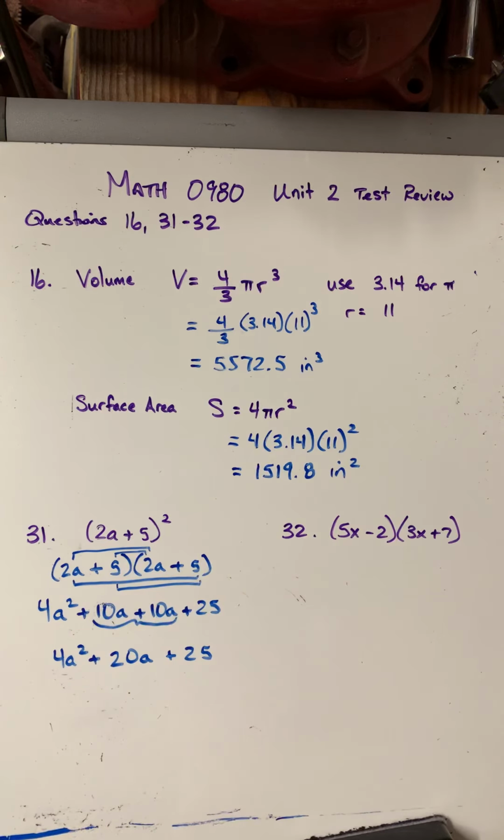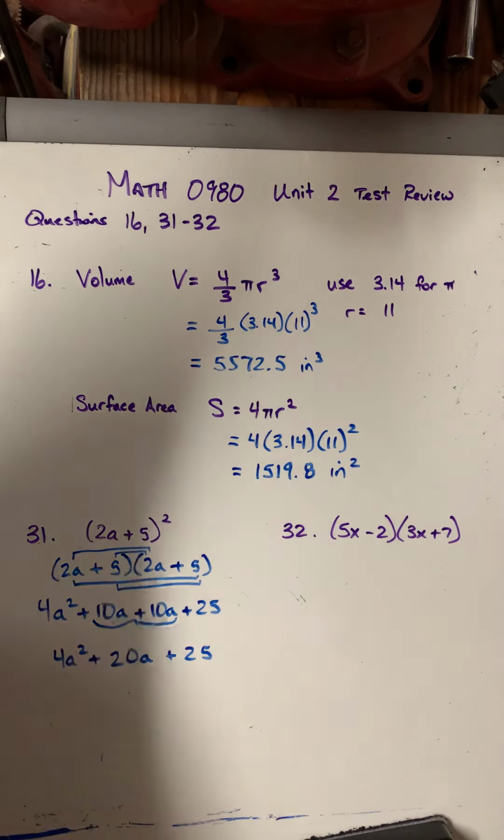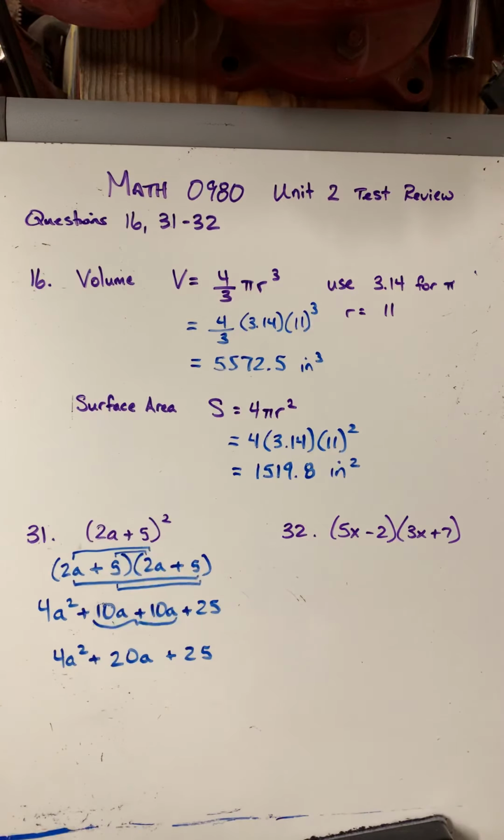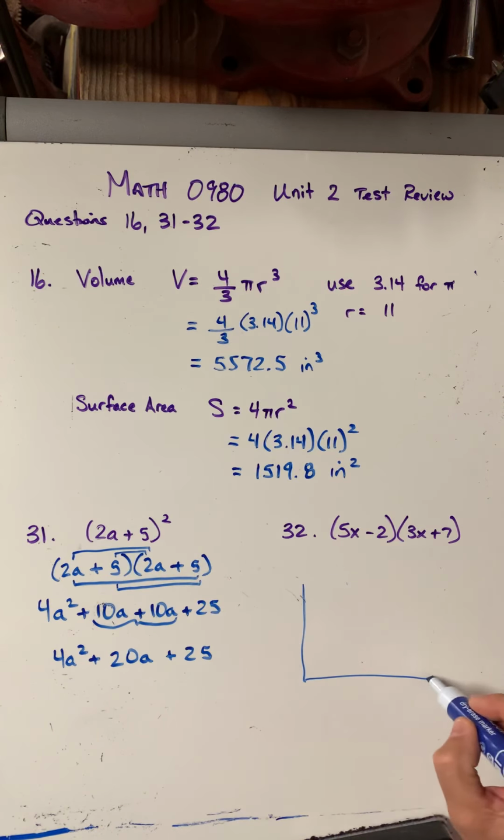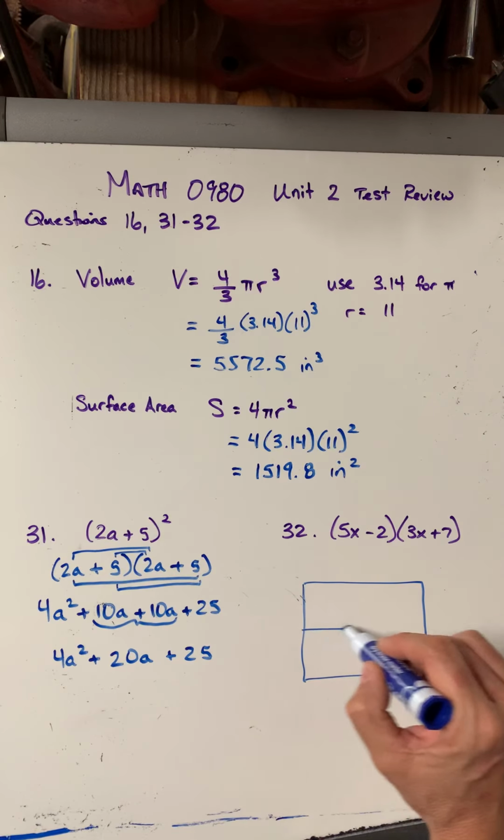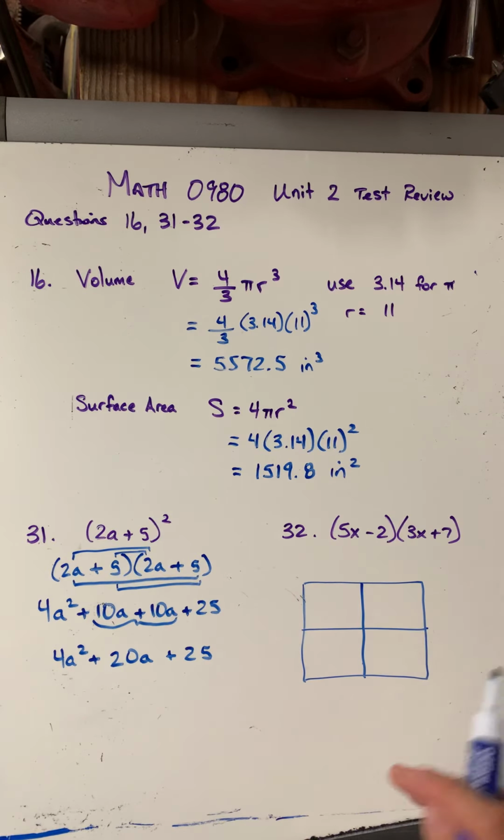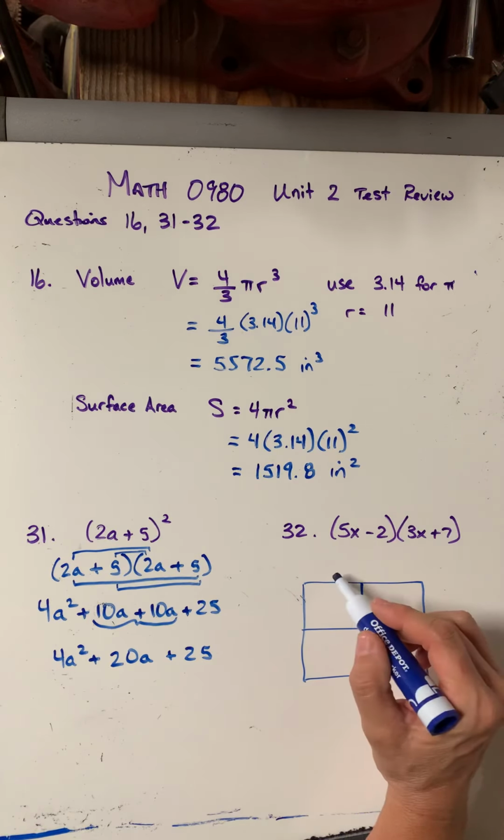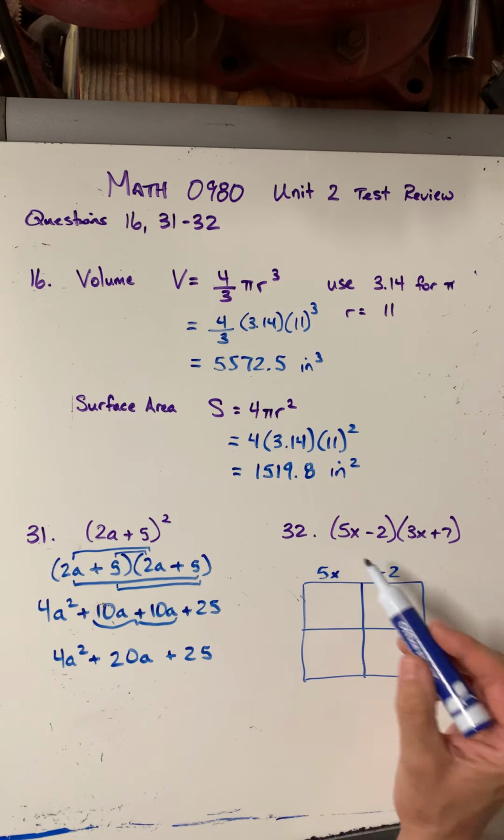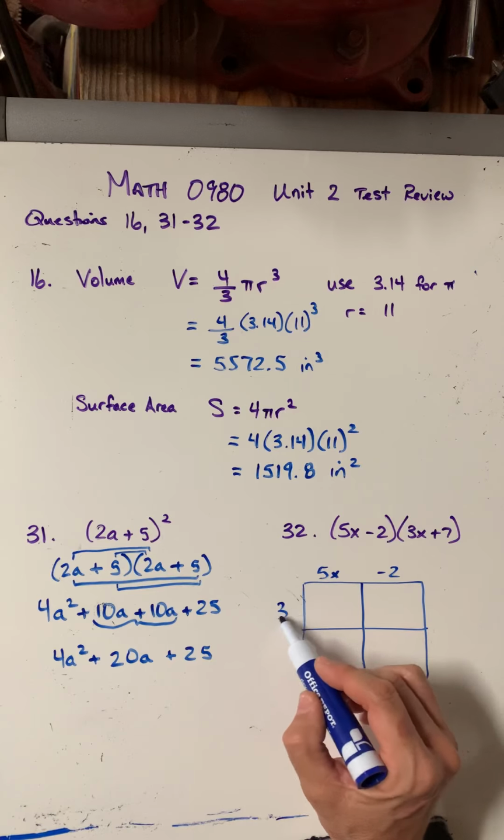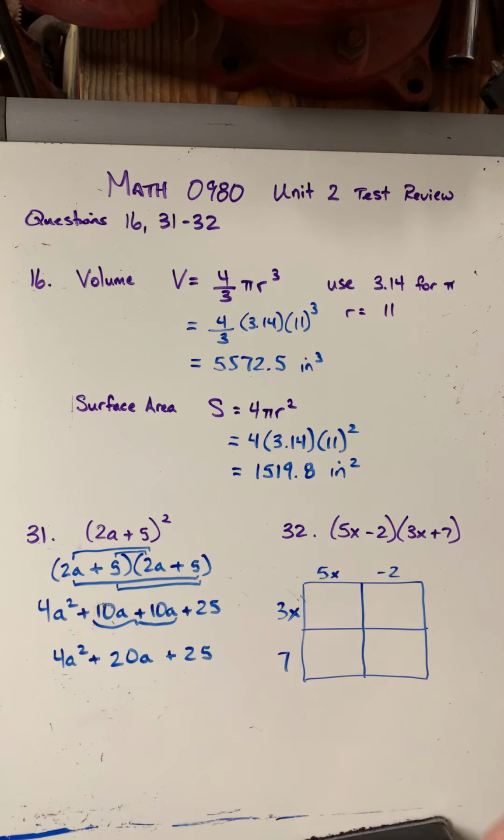There is another technique. Instead of the FOIL method, you can use the box method, and I will show you that on the next question. So question 32, they go ahead and give you the two binomials, and I'm going to show you the box method. Some people really like this. I think it's pretty cool. It kind of is a little bit easier on the brain. So I have a 5x and a minus 2, I have a 3x and a positive 7.